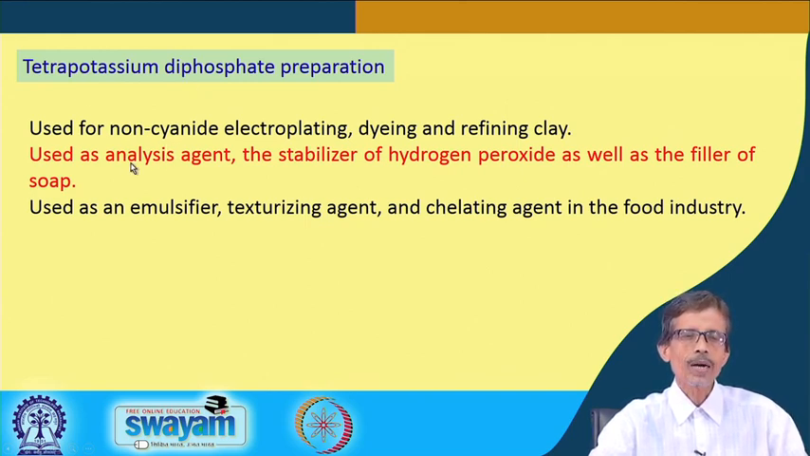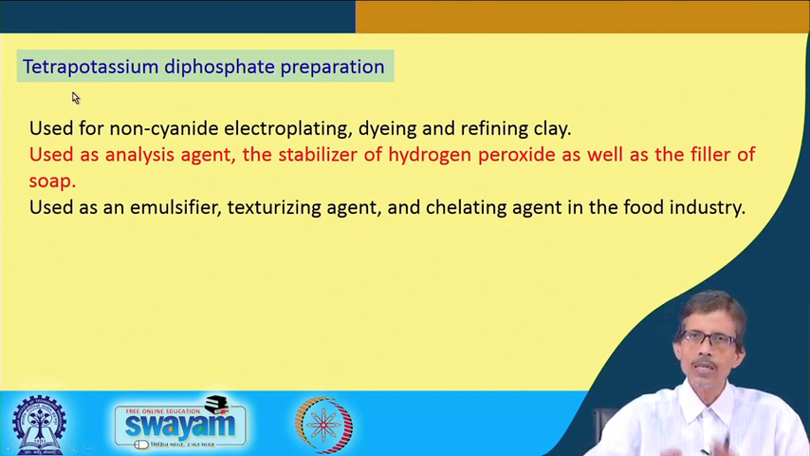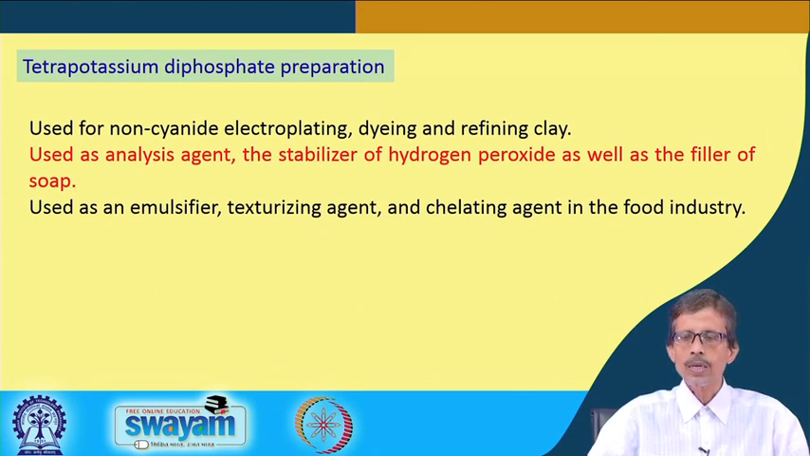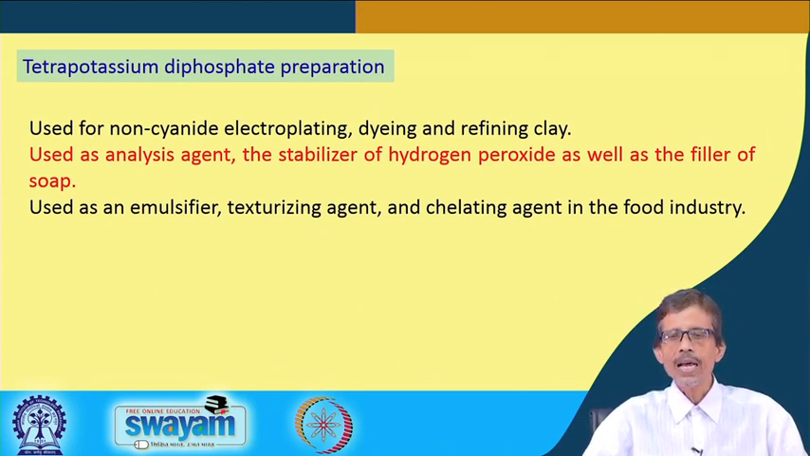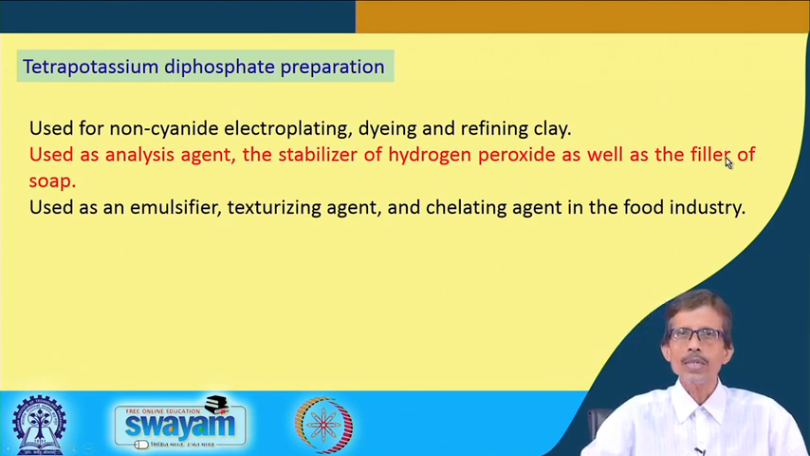So, it can function as an analytical reagent for that purpose, and it is also a stabilizer. The potassium salt is highly soluble in water. Last time we saw that this can have four negative charges when you have the four K plus ions in it, so it is highly water soluble. So, it can be a stabilizer for hydrogen peroxide, and sometimes it can be used in soap as a filler material. Why can we get these things?